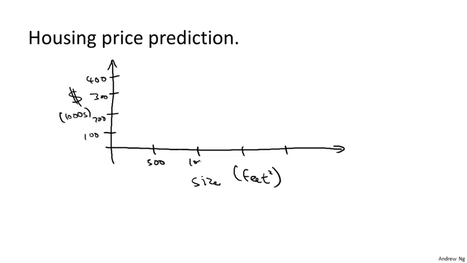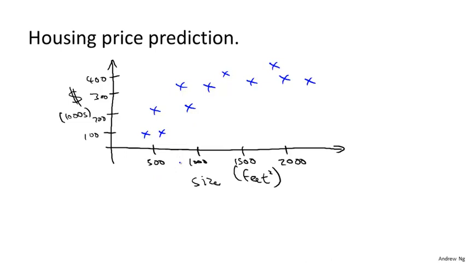So these are different values on the horizontal axis. If you collect a data set, your data might look like this, right? So maybe you have a data set of different houses, sizes, and how much they cost.